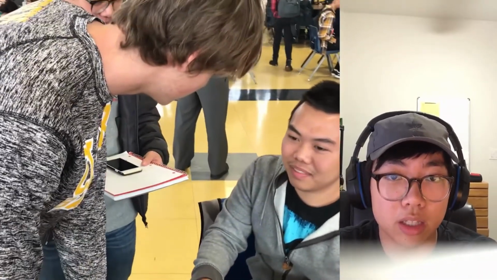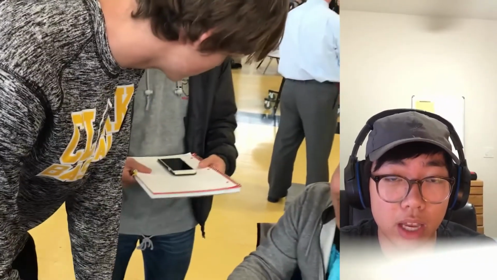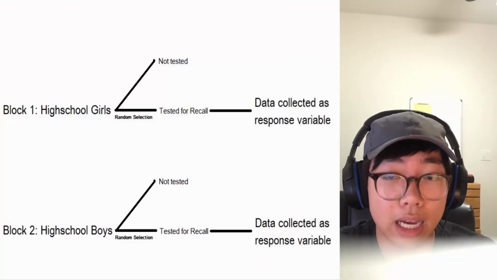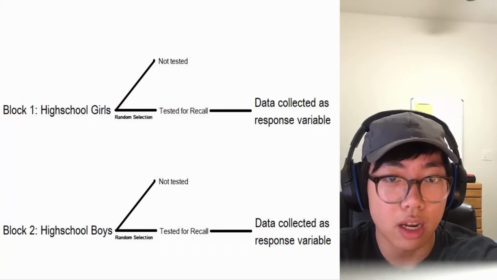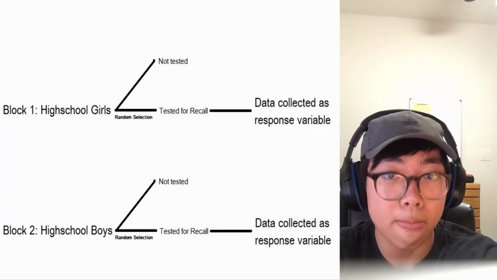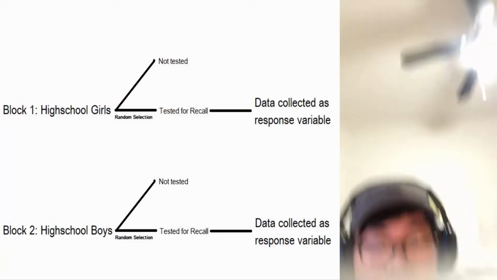Our group then approached these individuals and asked them if they wanted to participate in our experiment. And if yes, one of us asked, "How many YouTubers can you name in 20 seconds?" Replicating this process until receiving at least 30 participants for both the male and female groups. Our groups blocked the data into 2 blocks, high school girls and high school boys, in which both groups underwent random selection, and those selected were tested for recall and added to their respective data sets.